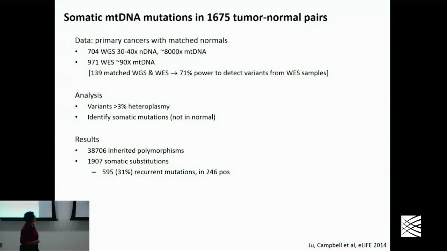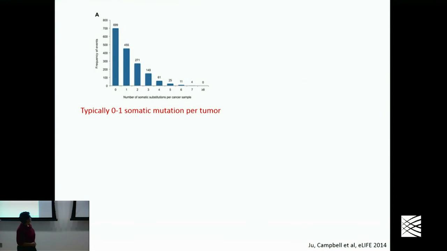Yeah. Okay, so here's the beautiful study. They looked at 1,600 tumor normal pairs. They looked at all variants that are over 3% heteroplasmy, and they found lots of variants. A third of the variants were at hotspots that you found independently mutated in multiple people. In general, any given person in this cancer study had 0 or 1 mutations per mitochondrial genome. So you don't have a ton of mutations, but if you look at enough people, you'll gather enough mutations.